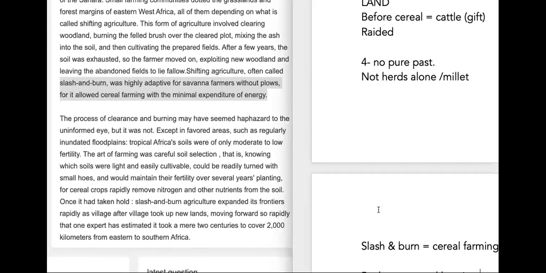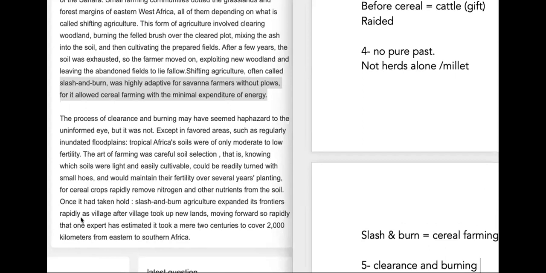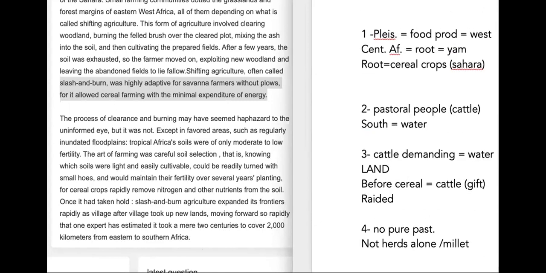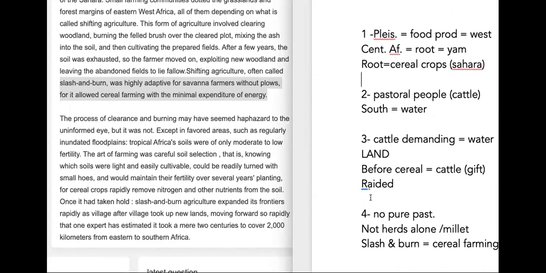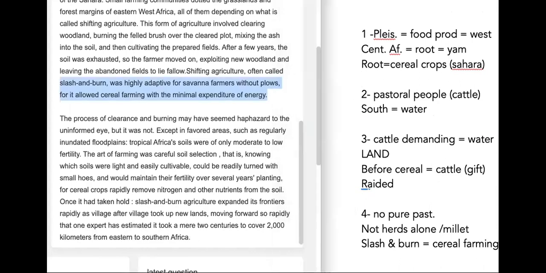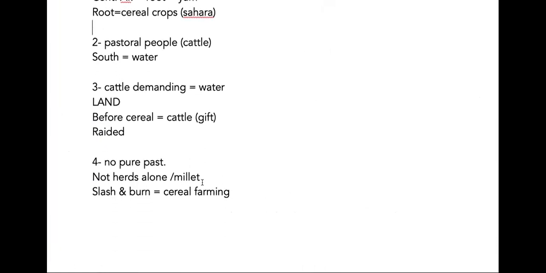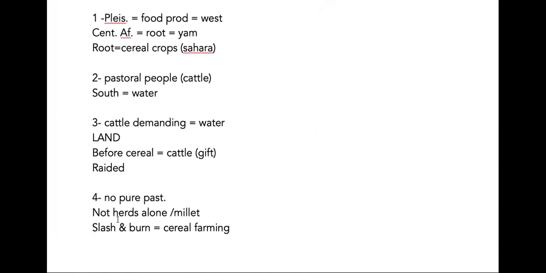So slash and burn agriculture expanded its frontiers rapidly, moving forward so rapidly that one expert estimated it took more than 2 centuries. Okay, so I'm not going to write that down, but it's just more about how clearance and burning, slash and burn, was this technique that was used. Okay, so I'm going to bring this all into one screen. I'm not even going to look at the text anymore. And let us now use our notes.